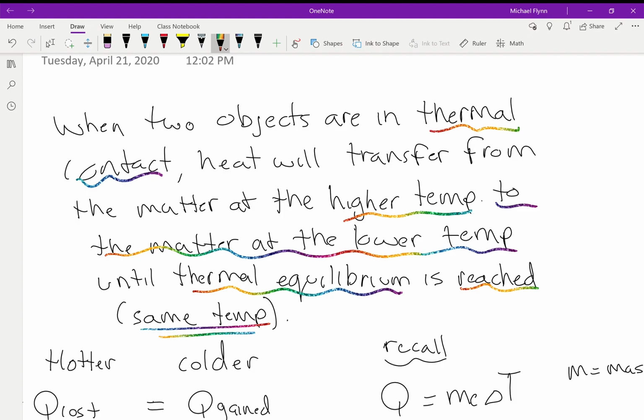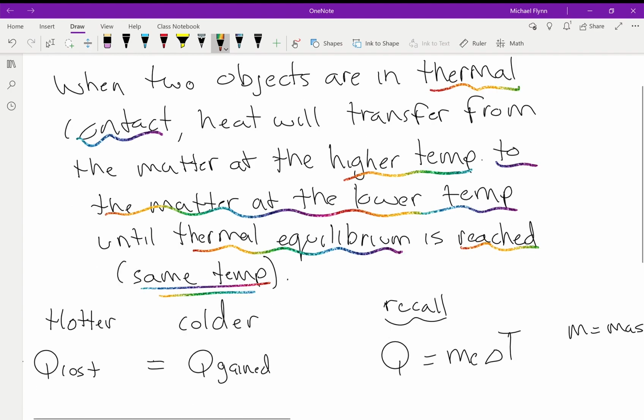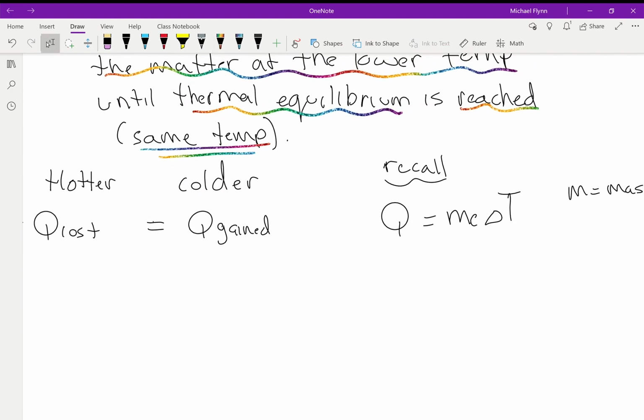So, for example, if you have a hot coal, or a hot object of some kind, and you throw it in some water, the water will heat up as a result, but that object will cool down, until they reach the same temperature. That's called the equilibrium point, when they're at the same temperature. All right, so how do you do problems like this?